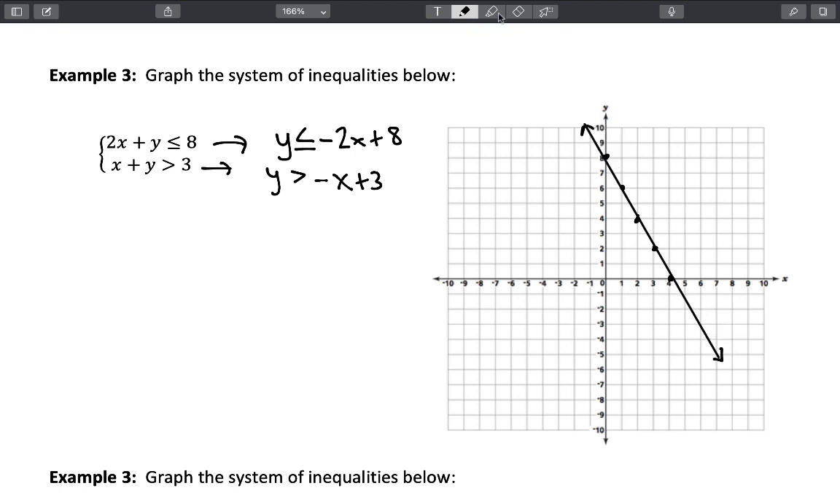And I'm going to do my shading now. So let's shade. I want all the y's that are less than that. So let's test the point (0, 0). 0 would go in for y, and 0 for x, that would make the statement 0 is less than or equal to +8, which is true. All right, so we're going to shade everything below this line.